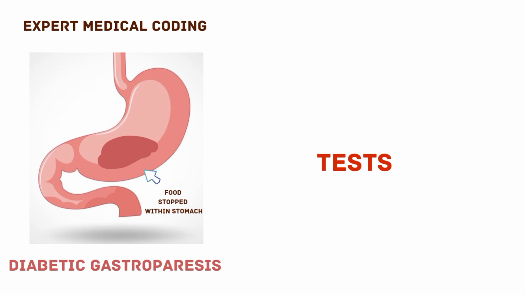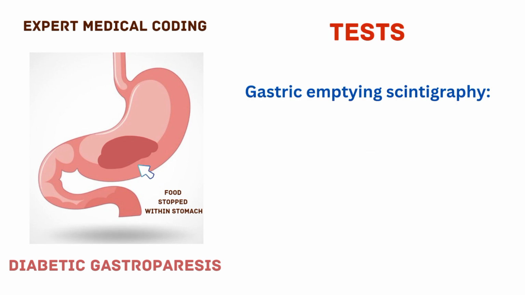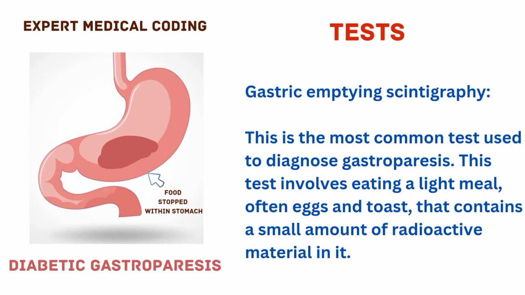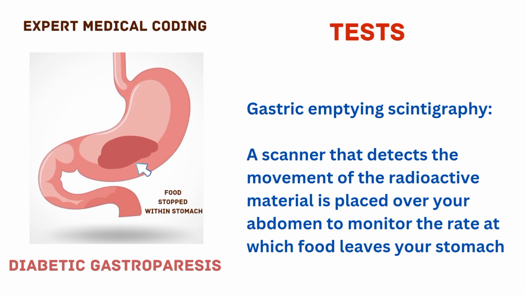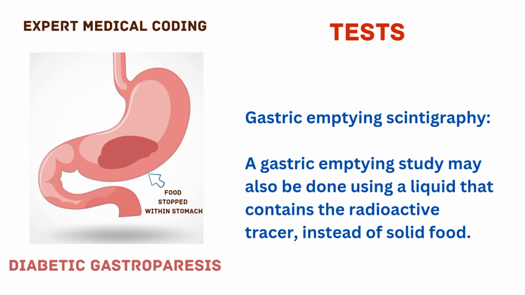Now let us discuss the tests. The first test is gastric emptying scintigraphy. This is the most common test used to diagnose gastroparesis. This test involves eating a light meal, often eggs and toast, that contains a small amount of radioactive material in it. A scanner that detects the movement of the radioactive material is placed over your abdomen to monitor the rate at which food leaves your stomach. A gastric emptying study may also be done using a liquid that contains the radioactive tracer instead of solid food.